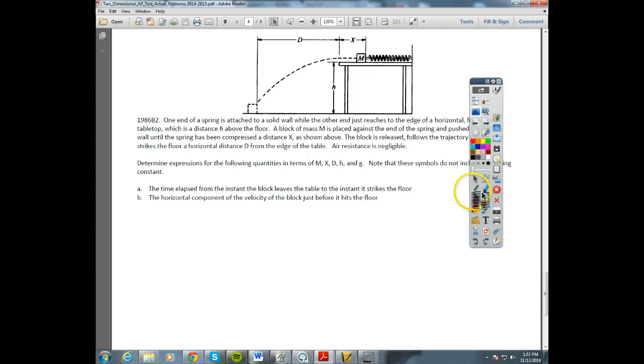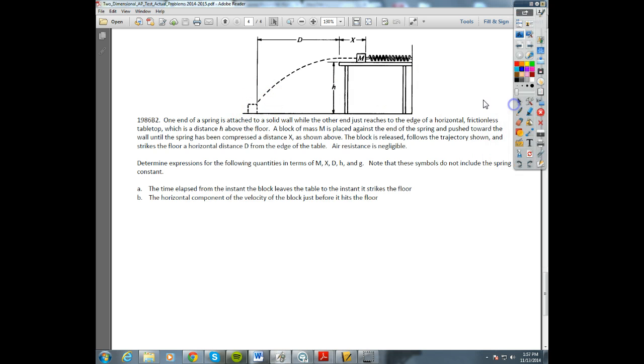This is 1986 B2. This is the next problem. For this one, you've seen one very similar, but you have a block that pushes against the spring, then extends, the block comes off, and then falls in a parabolic path to show you that it's going through projectile motion.